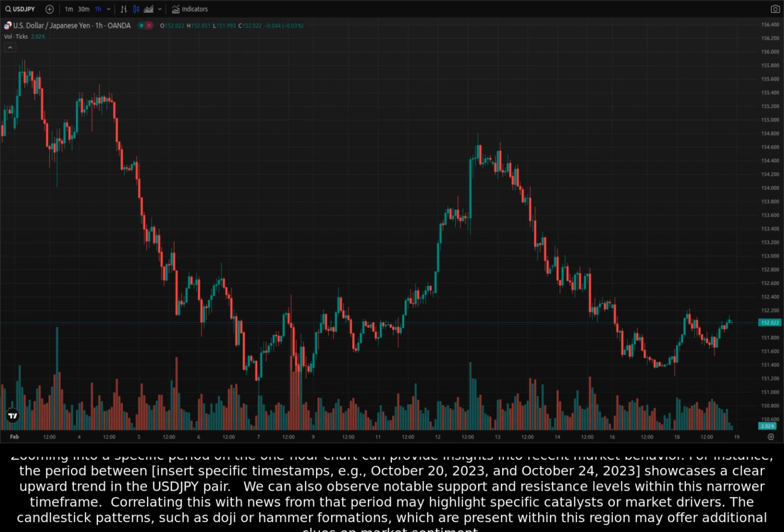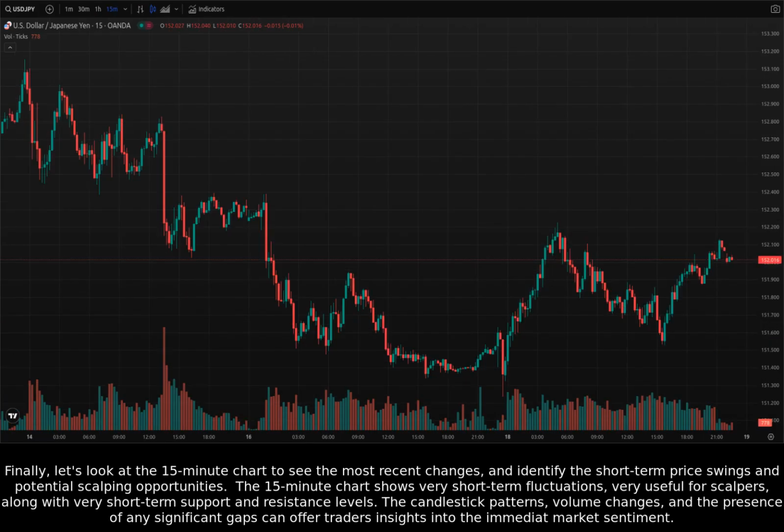The candlestick patterns, such as doji or hammer formations, which are present within this region, may offer additional clues on market sentiment. Finally, let's look at the 15-minute chart to see the most recent changes and identify the short-term price swings and potential scalping opportunities.